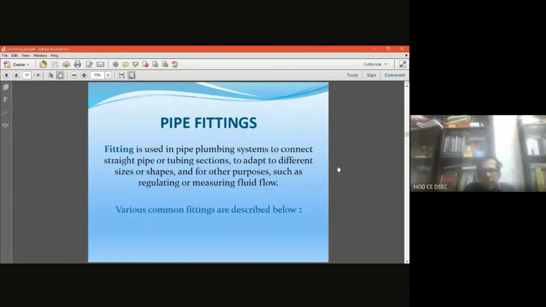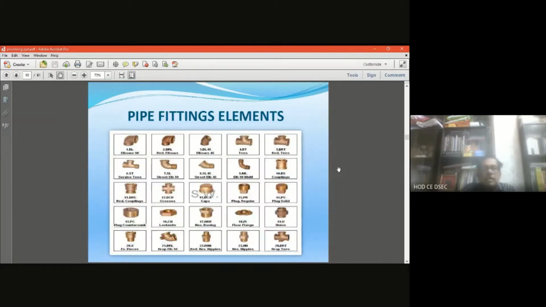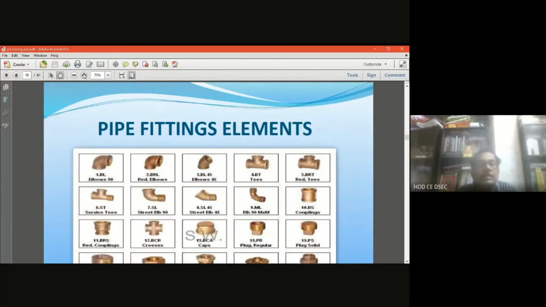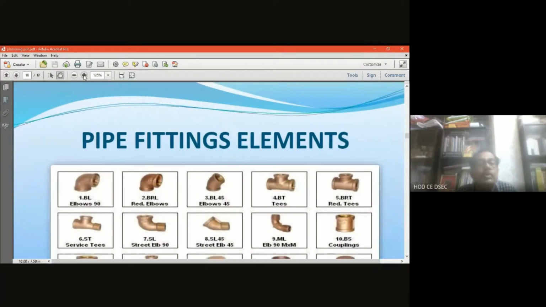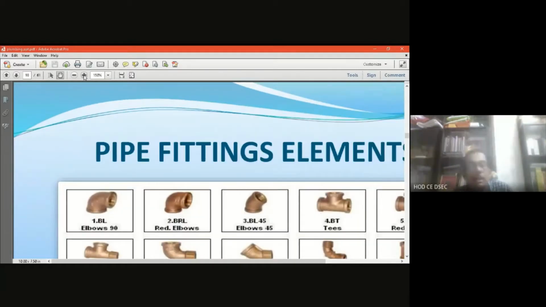Today I will describe the various types of fittings used when pipes of different sizes are joined, and when the pipe bends or takes turns in its route. That will be the last lecture of this plumbing module, module 7. So these are the pipe fittings. I can enlarge the view so that you can understand them.